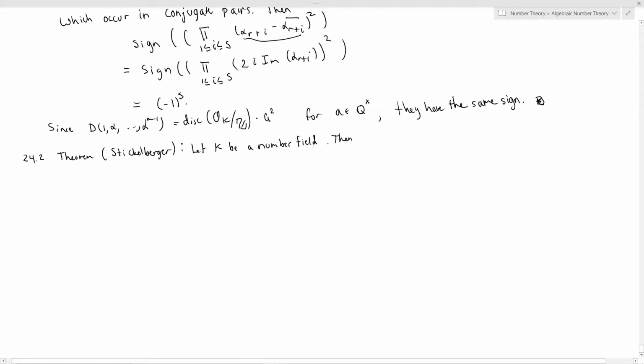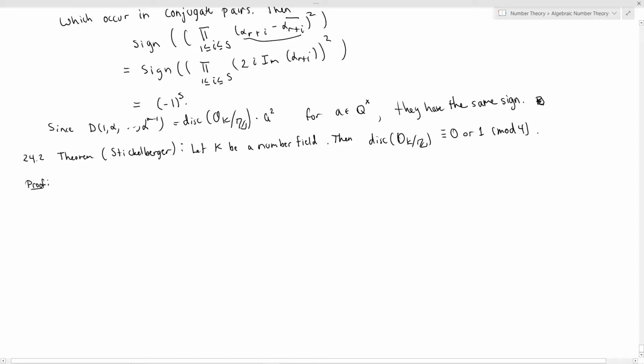Then the discriminant is either 0 or 1 mod 4. The discriminant of O sub K over Z is congruent to 0 or 1 mod 4. Okay. So we're going to choose some basis.